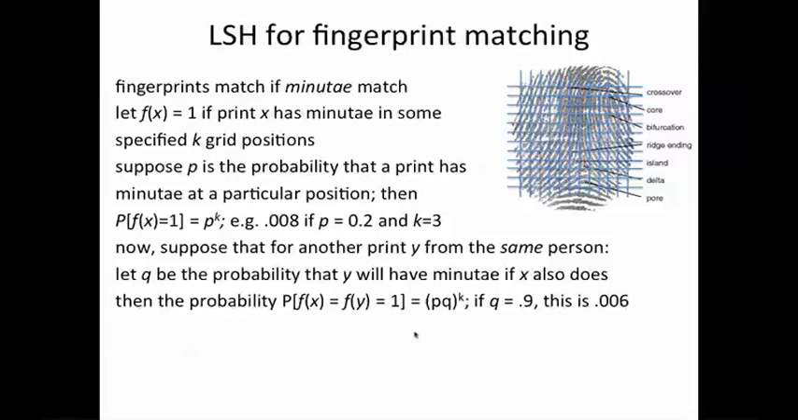Now that's not so nice, that both x and y get a yes match with the function f is only happening with the probability 0.006.